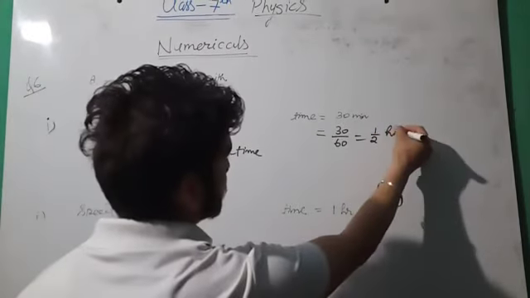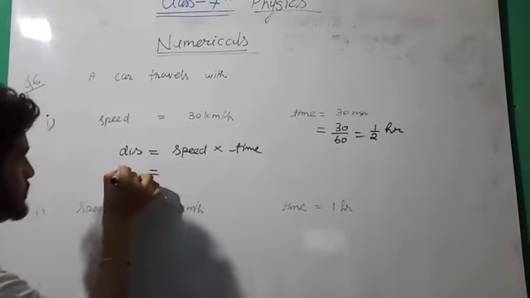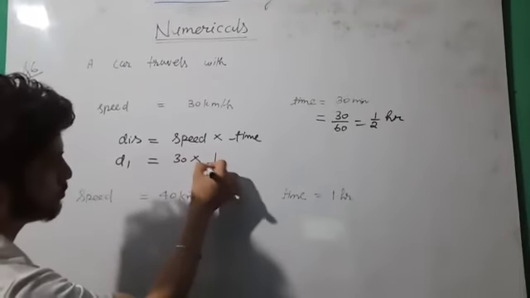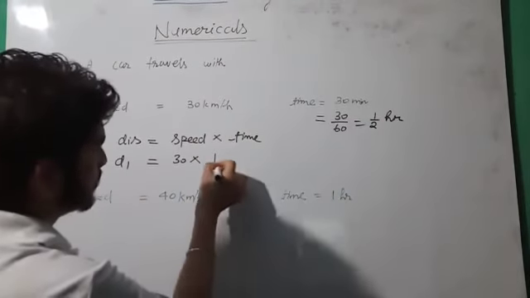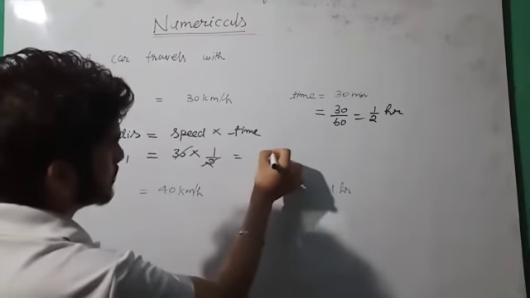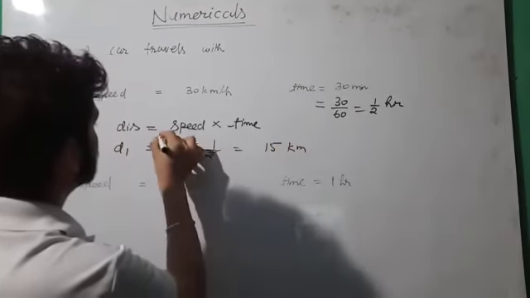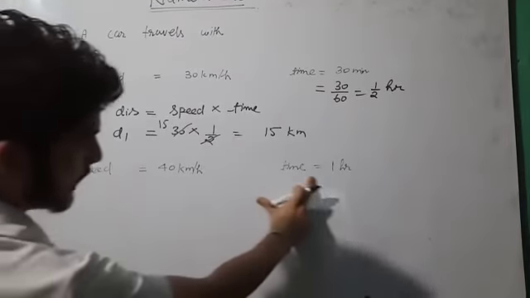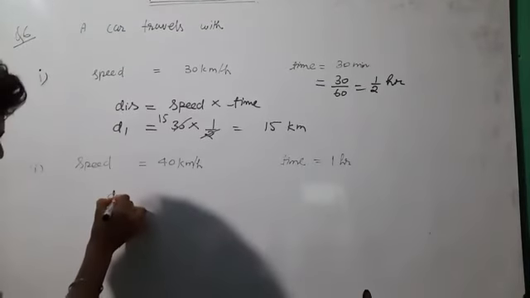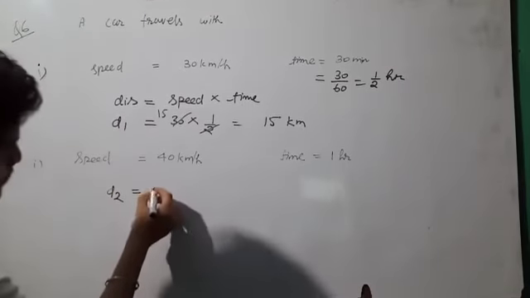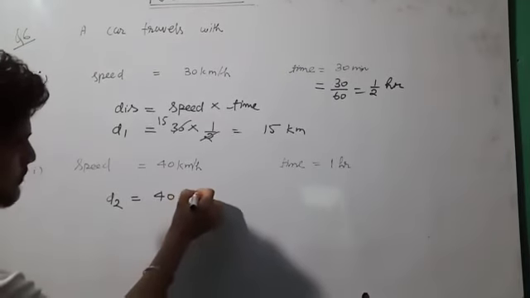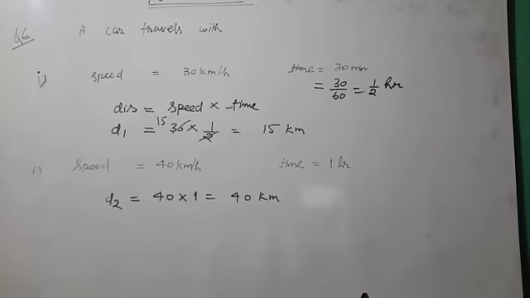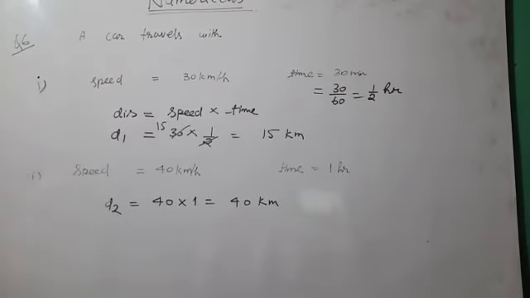Now, we have to find out the distance. Let the distance be d1 in the first case, speed 30 and time 1 by 2 hour. So that is 15 km of distance in the first case. Now the second case, given speed is 40 km per hour, time 1 hour. So we have to find out d2. Let it be d2. Speed 40 km per hour, time 1, so 40 km.